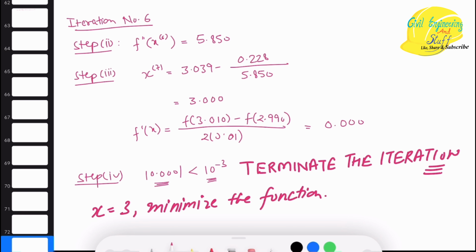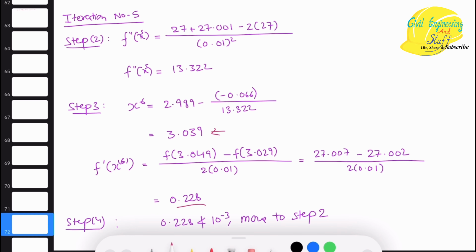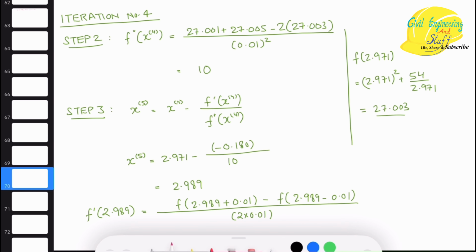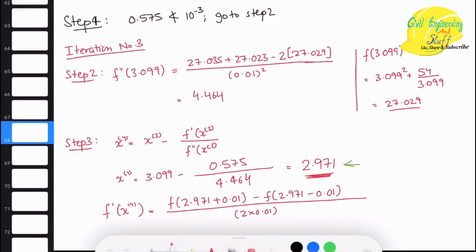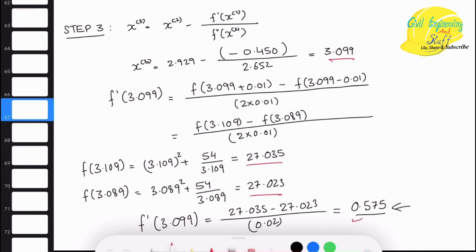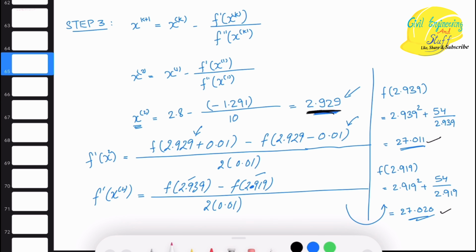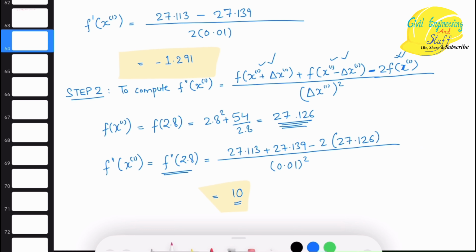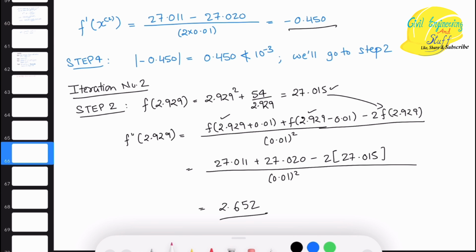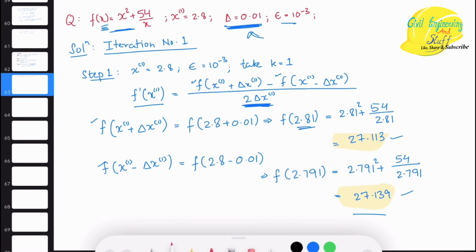Okay, so this is how you do your Newton-Raphson method, right? So I hope you have understood how this method is done. Do it yourself again. If you have any doubt in any of these steps, you can always ask in the comment section. Okay, I hope this method is very much clear to you. Okay, thank you.